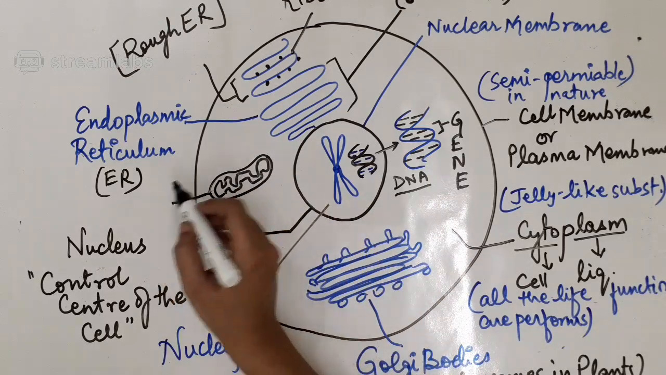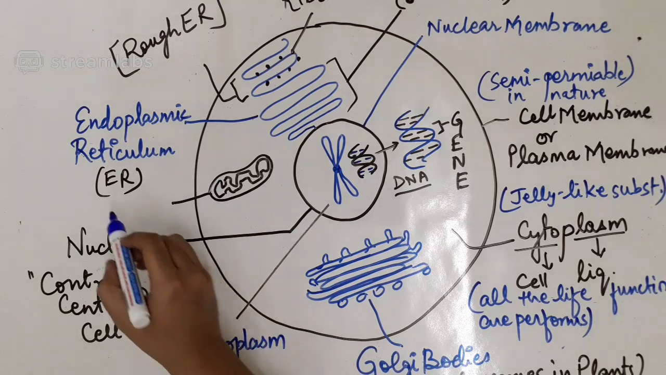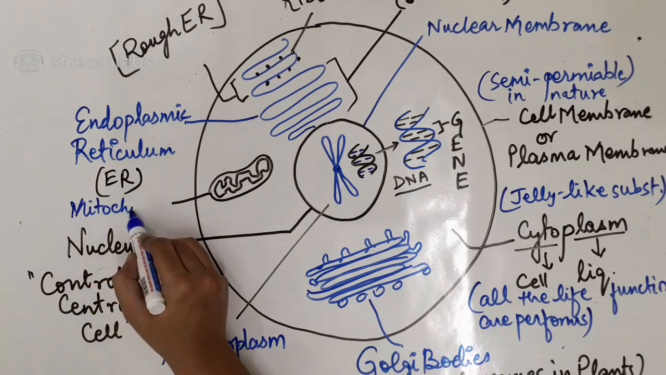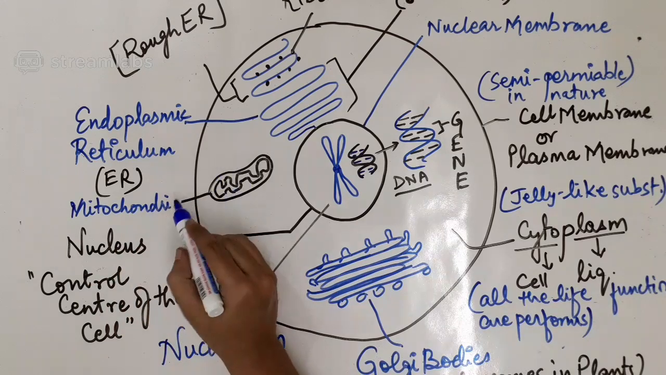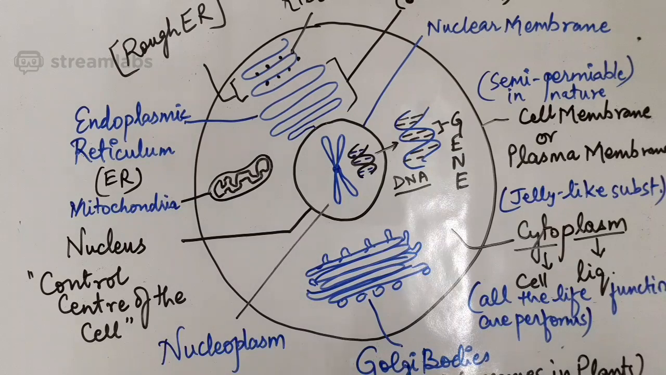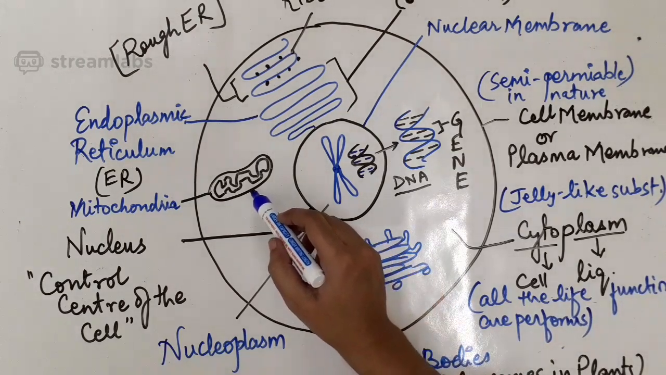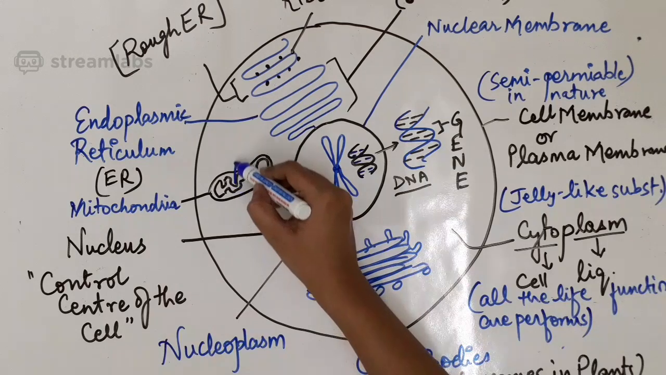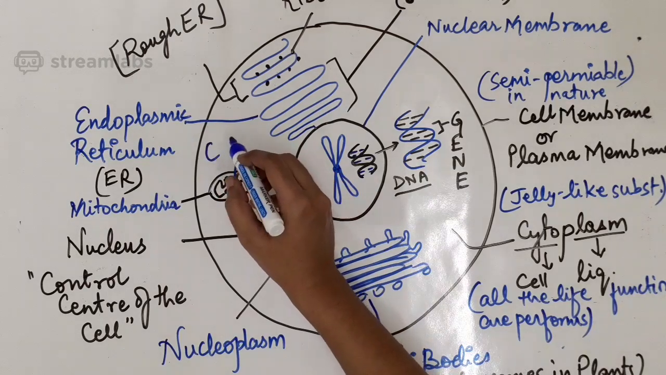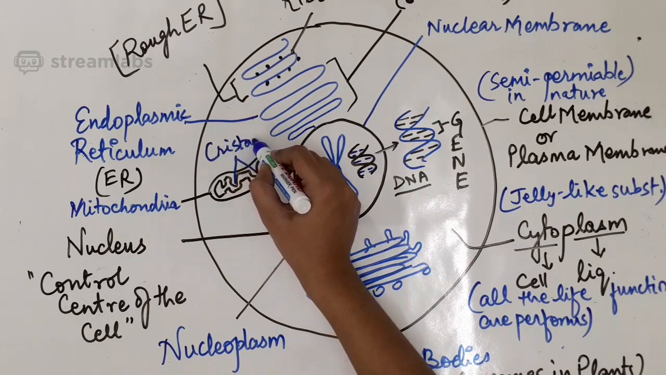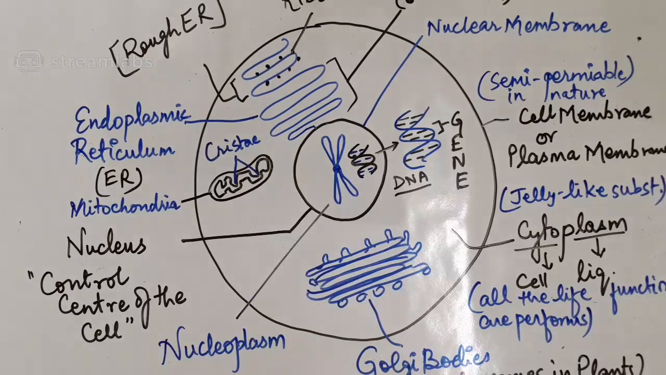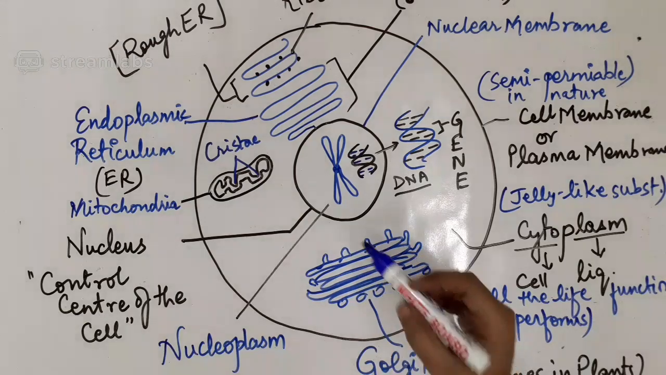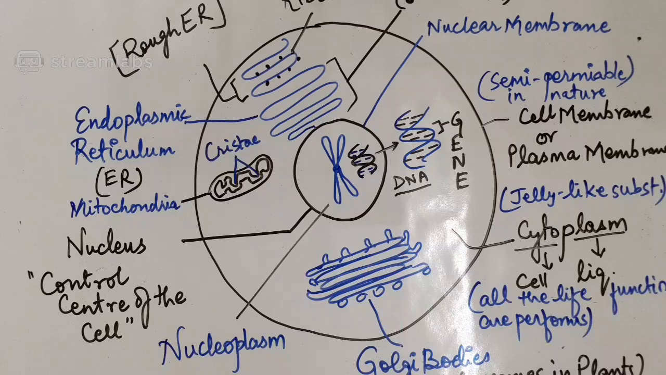This is called mitochondria, or the powerhouse of the cell. The mitochondria is also called the powerhouse of the cell because it helps in the production of energy. These structures, the depressions, are called cristae. The mitochondria have inner and outer membranes, and it is the site of respiration. Okay, the site of respiration.